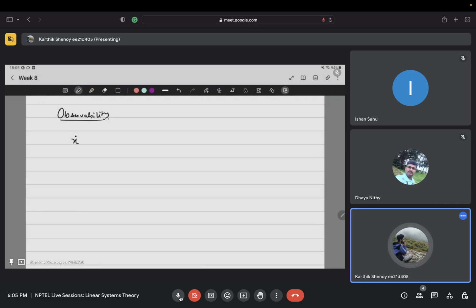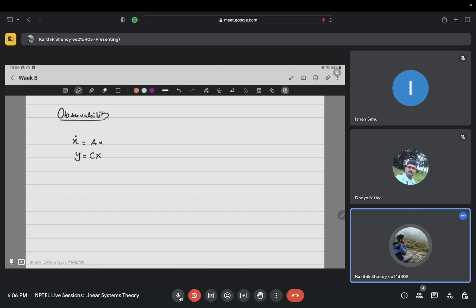We'll be looking at systems like x dot equal to Ax and y equal to Cx. I'm not considering Bu here, so it doesn't matter if this is there or not, the analysis remains the same. So x dot equal to Ax, y equal to Cx. So what essentially is observability?